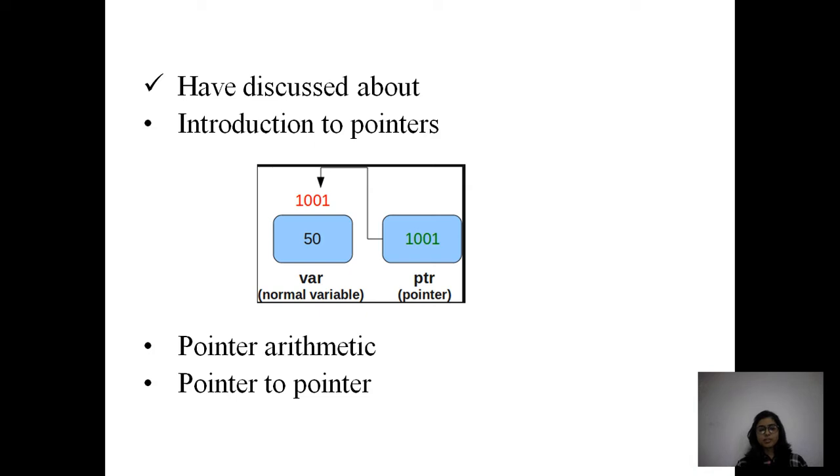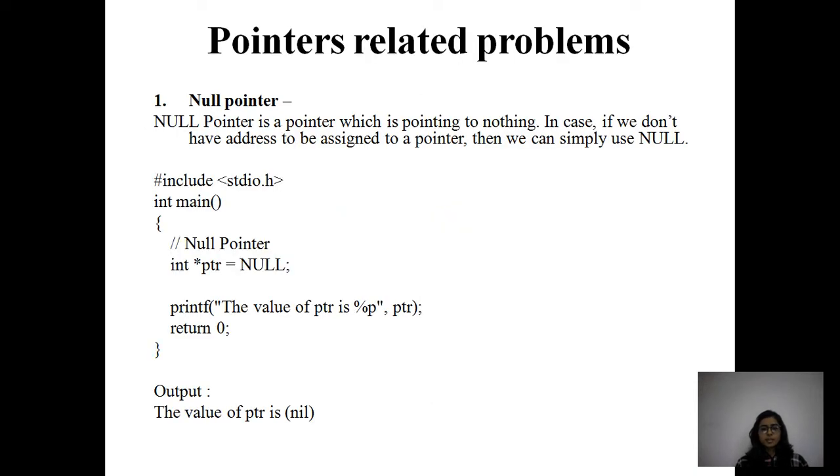Then we discussed pointer arithmetic. We can do increment, decrement, and addition with the help of pointers. We can add two values. Then subtraction and comparison. After that we discussed pointer to pointer. Now the last topic of pointers is the pointer-related problems that we can face while using pointers.